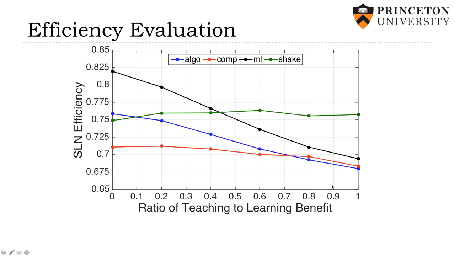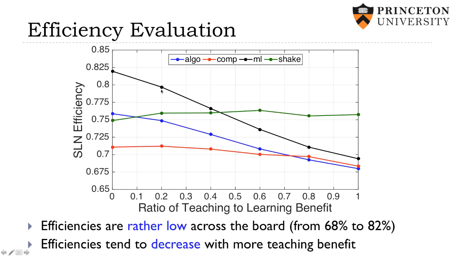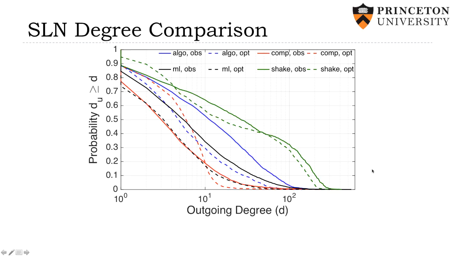For each of the courses, we can see that the efficiencies are rather low across the board, from about 68% at the lowest to about 82% at the highest. This indicates that there are a lot of potential benefits to be gained through optimization. We can also see that efficiencies tend to decrease as more of an emphasis is placed on teaching benefit, which indicates that networks tend to form naturally more around learning rather than teaching benefit.